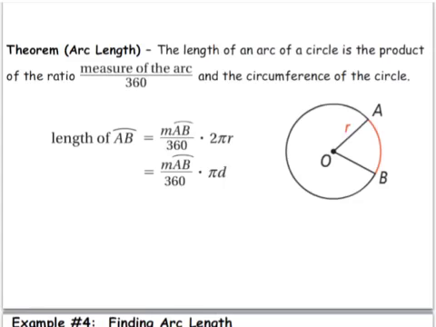So in this theorem, arc length, the length of an arc of a circle, is the product of the ratio of the measure of the arc divided by 360 and the circumference of the circle. Basically what it's saying is if we wanted to find the arc length of arc AB, we could simply find the circumference of the circle and multiply it by whatever fraction of the circle we're looking at. So for example, if AB was 1/5 of the circle, just find the circumference of the circle, times it by 1/5, and you would find the arc length of AB.